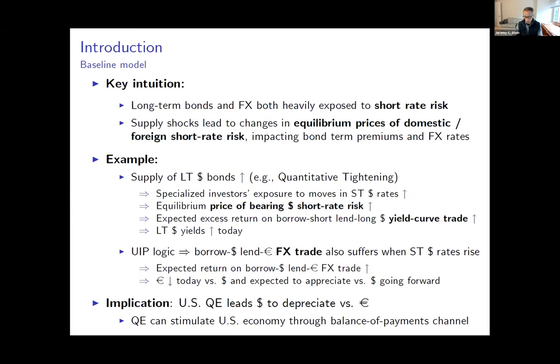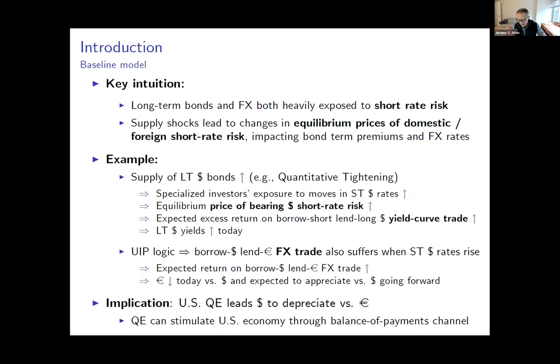But now think about the person who's trading by borrowing in dollars and investing in euros. That trade is also exposed to short rate risk, okay? Because there's more short rate risk, that trade also has to earn a higher return. How does that earn a higher return? Basically, the euro has to fall today so it can appreciate going forward, okay? So there's a supply shock that has to increase the reward to bearing this risk, and that risk is borne both by US term structure traders and by carry traders, okay? So those risk premiums are jointly determined, okay? That's the basic insight, okay?